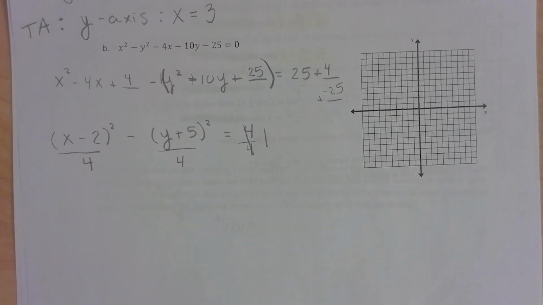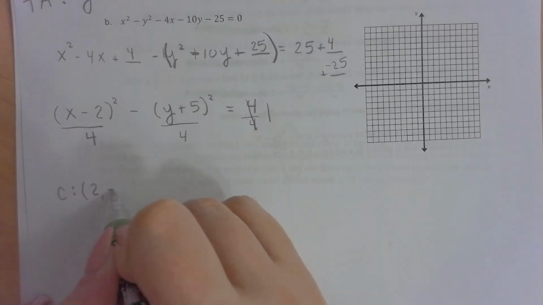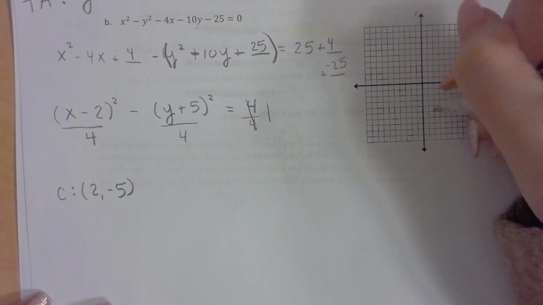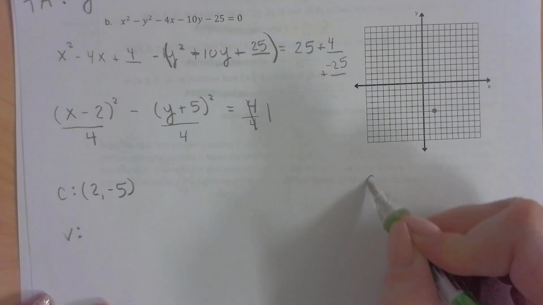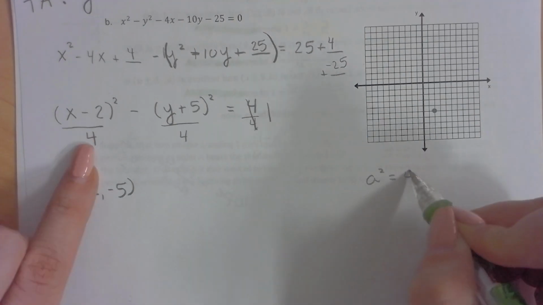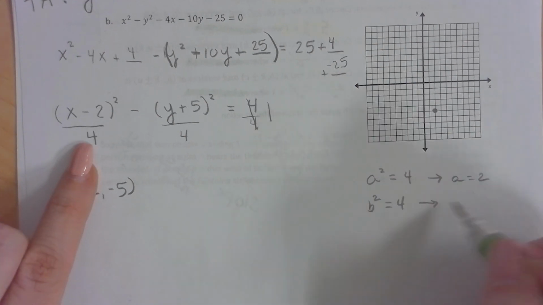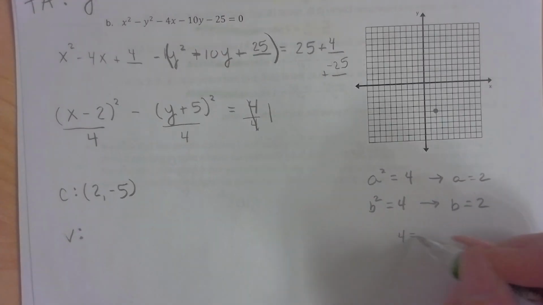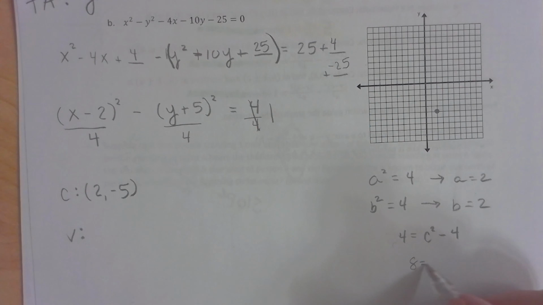So the center here is going to be at 2, negative 5. Now we need to figure out our a. So remember with hyperbolas, a is always first, so a squared is 4, which makes a 2. B squared is also 4, which makes b also 2. Then we can find c, so b squared equals c squared minus a squared, which gives us c squared is 8, so c is 2 root 2.